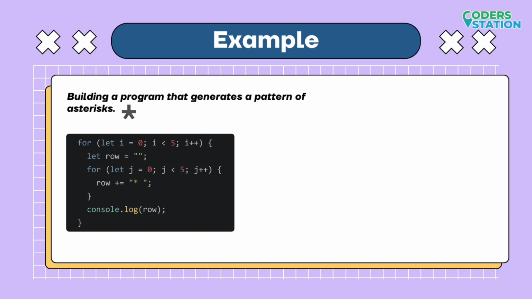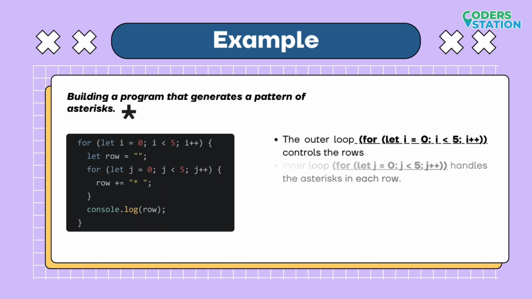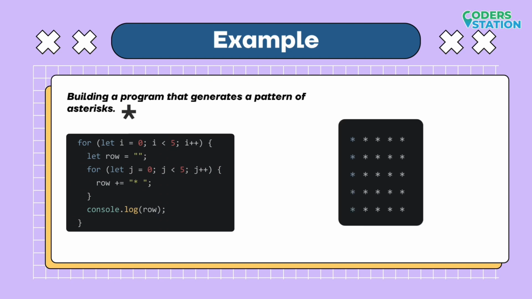The outer loop, for (let i = 0; i < 5; i++), controls the rows, and the inner loop, that is for (let j = 0; j < 5; j++), handles the asterisks in each row. So it prints a square of asterisks, 5 rows by 5 columns. Absolutely, this is the classic example of how loops can be combined to create more complex patterns and structures.